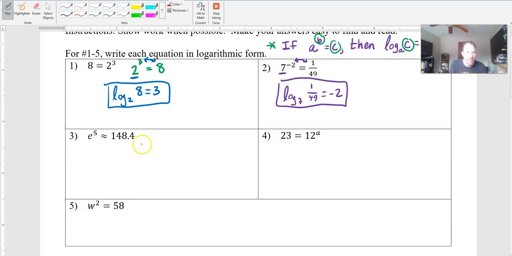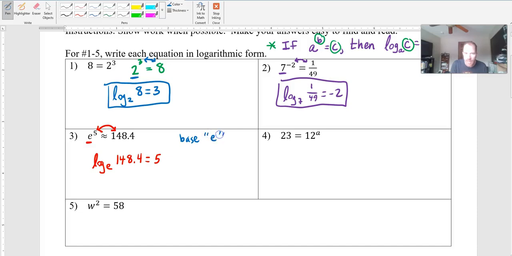For number 3, we have the maybe a little confusing base e, but e is a number, kind of like pi is a number. So we'll have log base e, and again, the exponent and the other number are going to switch. So log base e of 148.4 equals 5.